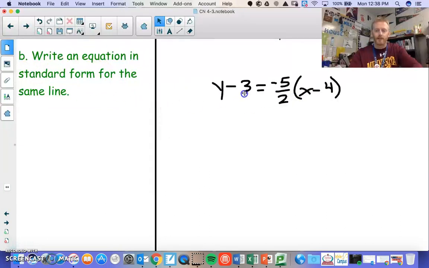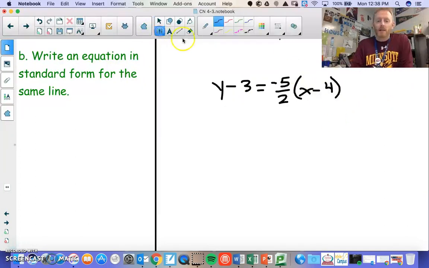We got this. Techniques. So we're changing this point slope form into standard form. So if you recall, last time we did this, we didn't have it in point slope form, we had it in slope intercept form. So our job is going to be to get rid of these fractions. But before we do that, I'd like to distribute. So let's go ahead and distribute.